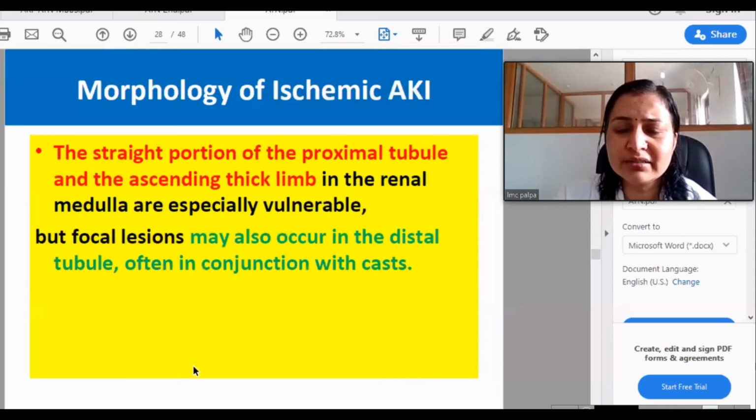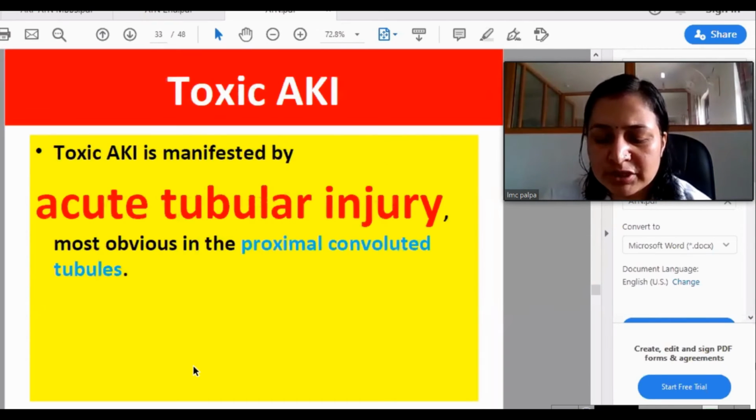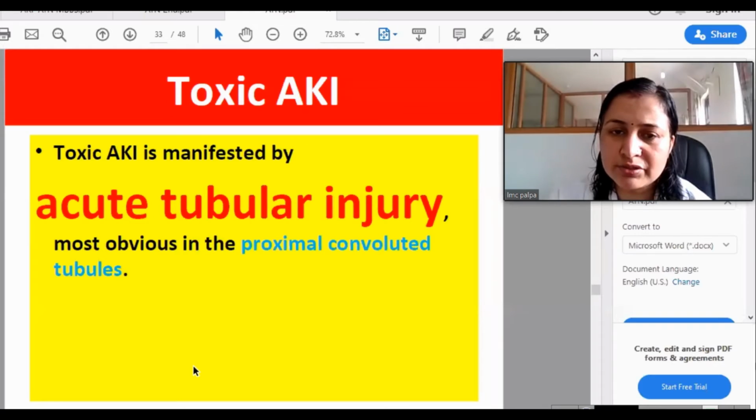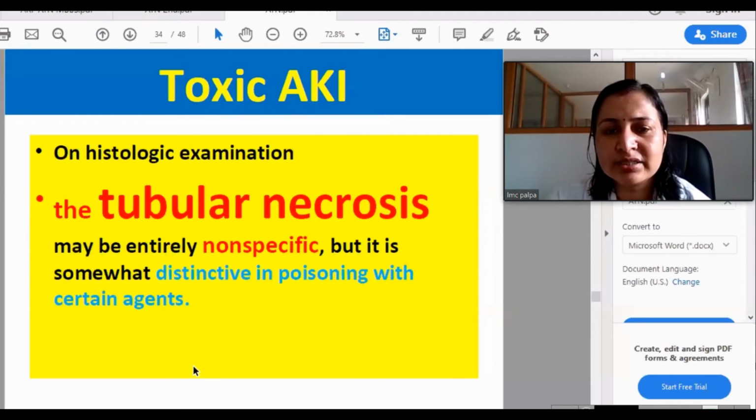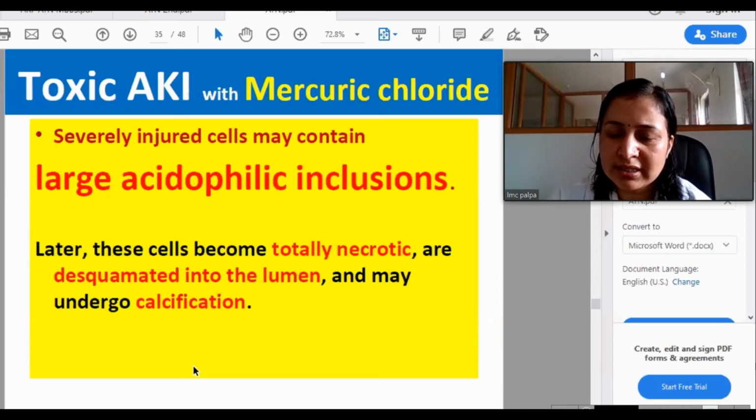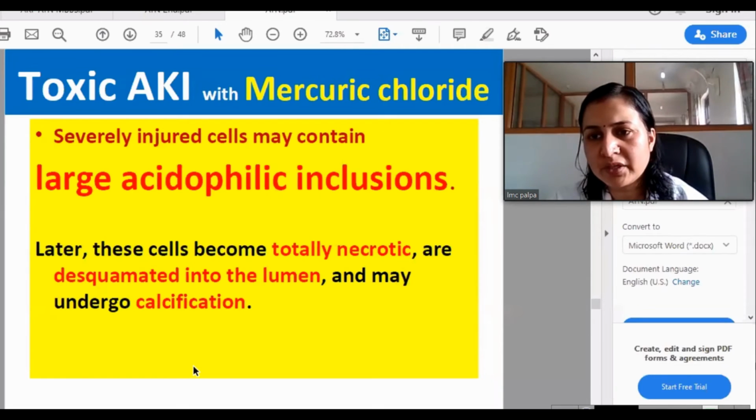Now the toxic one; till now we were talking about ischemic. The toxic one is caused by drugs, radiation, or other kinds of toxicity. In contrast to the ascending limb and the collecting tubule in ischemic, it is mostly common in the PCT, the proximal convoluted tubule, and it directly shows tubular necrosis. Just like in poisoning, it shows necrosis, and once it is necrosed, it appears as a large acidophilic inclusion. So what do you see in any kind of necrosis? The entire thing becomes pinkish, eosinophilic, isn't it?